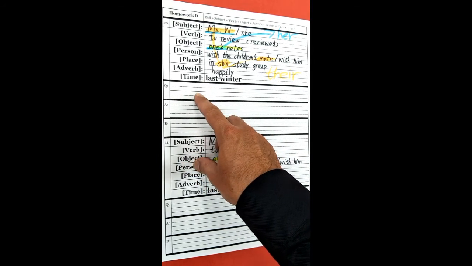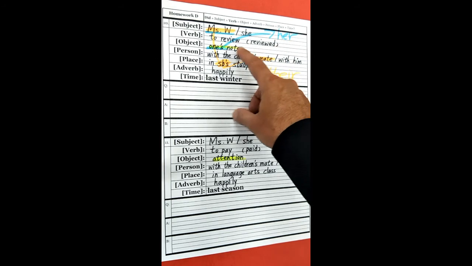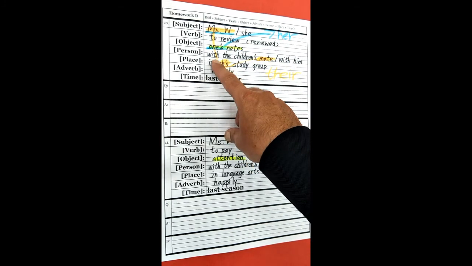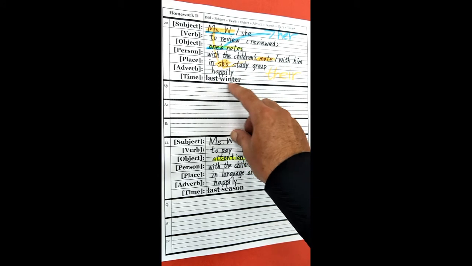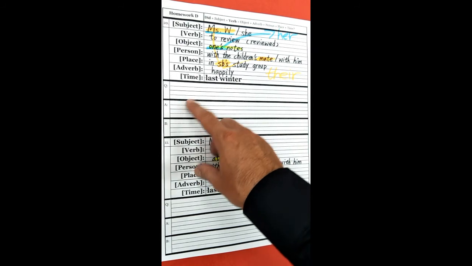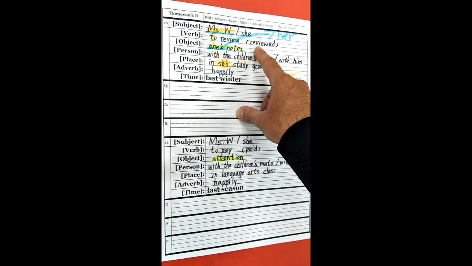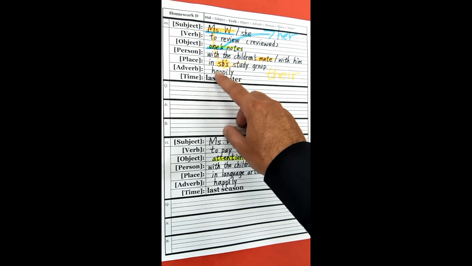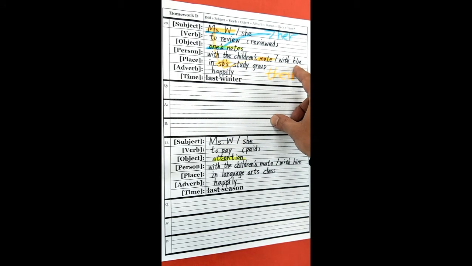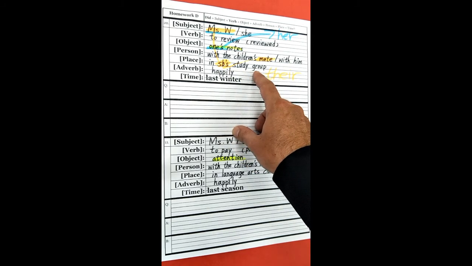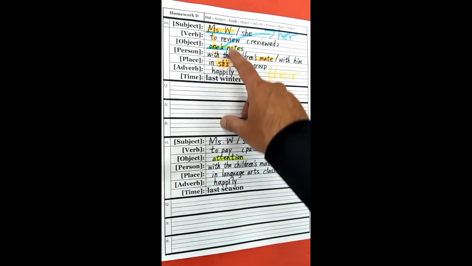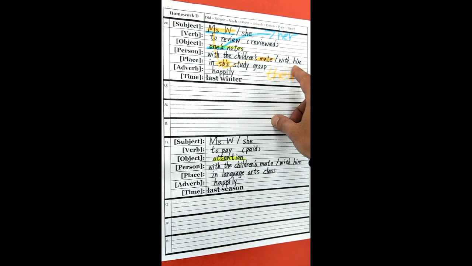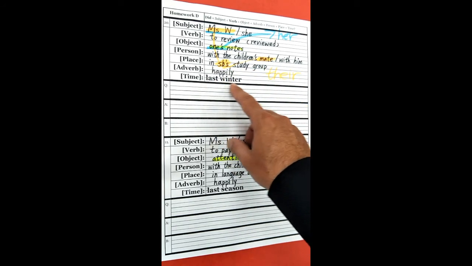Did Ms. W review her notes happily with the children's mate in their study group last winter? Yes, she reviewed her notes happily with him in their study group last winter. No, she didn't review her notes happily with him in their study group last winter.